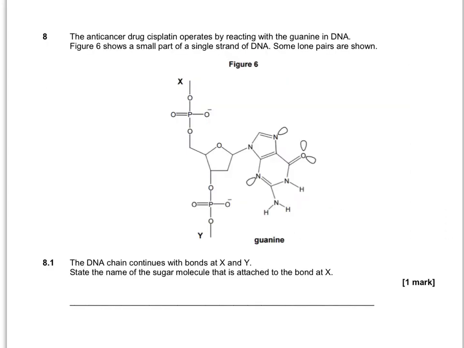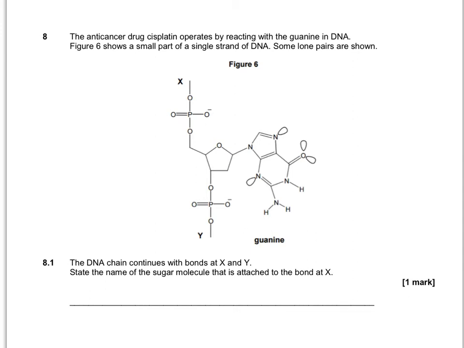The anti-cancer drug cisplatin operates by reacting with guanine in DNA. Figure 6 shows a small part of a single strand of DNA. Some lone pairs are shown. The DNA chain continues with bonds at X and Y. State the name of the sugar molecule that is attached to the bond at X.